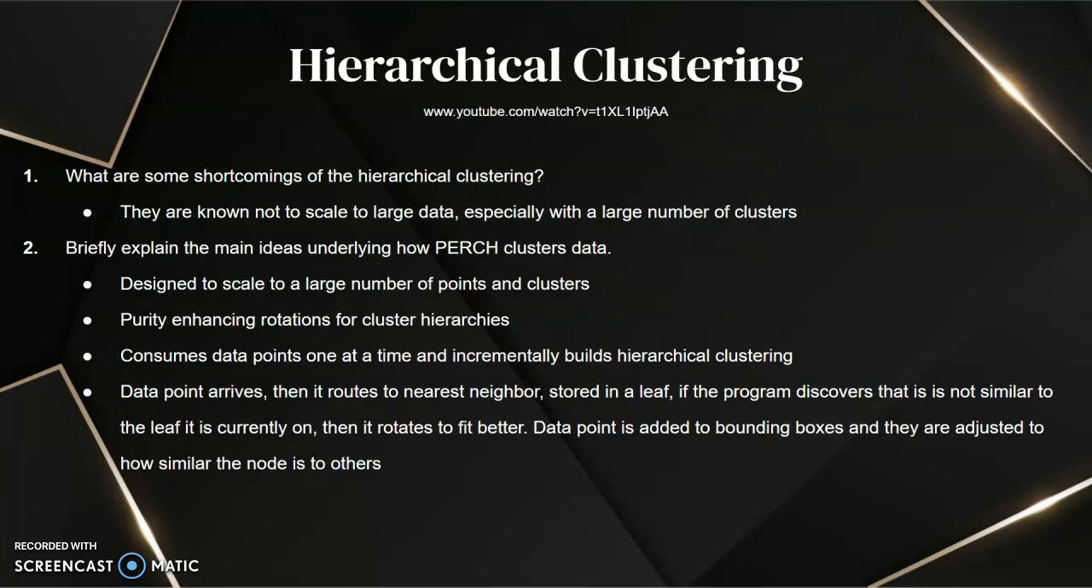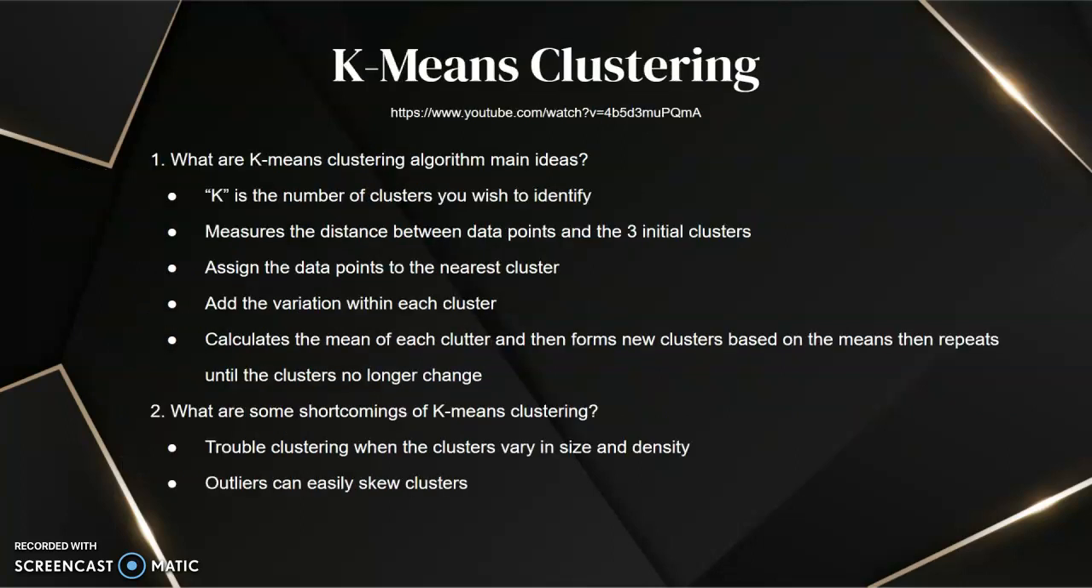The first thing we decided was that it is designed to scale to a large number of points and clusters, with purity-enhancing rotations for cluster hierarchies. It consumes data points one at a time and incrementally builds a hierarchical clustering. As data points arrive, it routes to the nearest neighbor stored in a leaf. If the program discovers that it is not similar to the leaf it is currently on, it rotates to fit better. The data point is added to bounding boxes, and they are adjusted based on how similar the node is to others. And we can continue to the second slide.